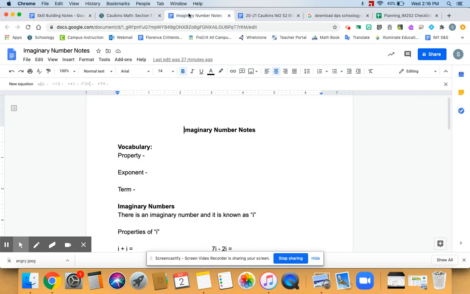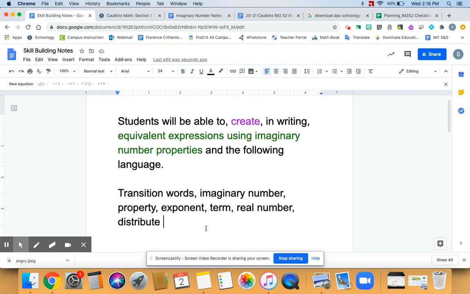So to begin, let's start with all that vocabulary that we saw. Down here, this is the language part. Transition words I'll explain at the end when we talk about the language. So we need to start with imaginary number.